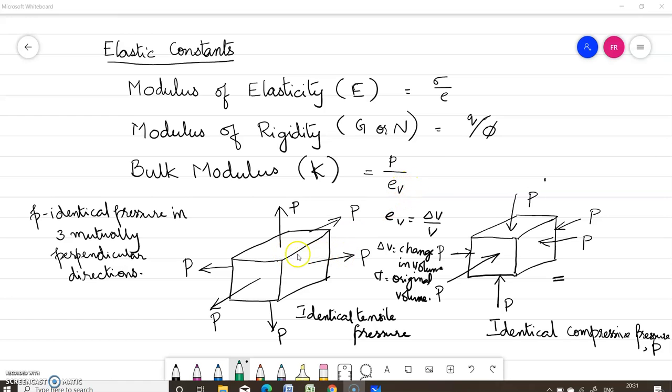So here this figure shows a body subjected to identical compressive pressures P in three mutually perpendicular directions along X, Y and Z. Since hydrostatic pressure, the pressure exerted by a liquid on a body within it, has this nature of stress, such a pressure is called hydrostatic pressure. Okay.